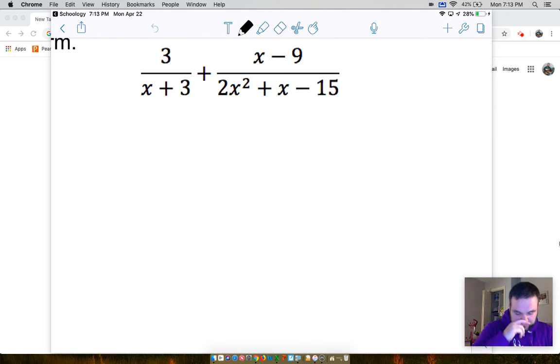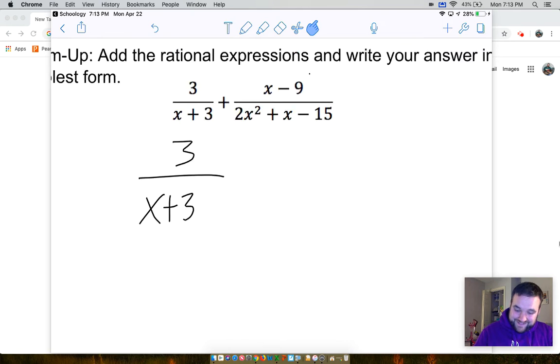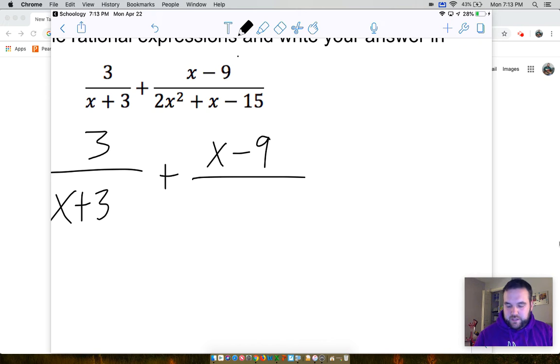So here, I've got 3 over x plus 3, which is great because that doesn't require any factoring. But the right-hand denominator is a little annoying because I have 2x squared plus x minus 15, and that 2 is not a GCF. So I have to do my a times c method, which means I need numbers that multiply to negative 30, because that's 2 times negative 15, but add up to 1.